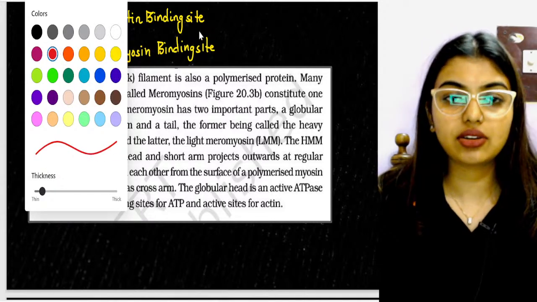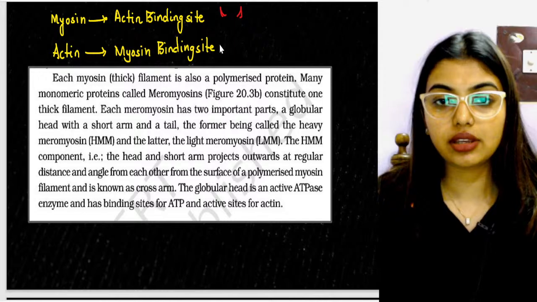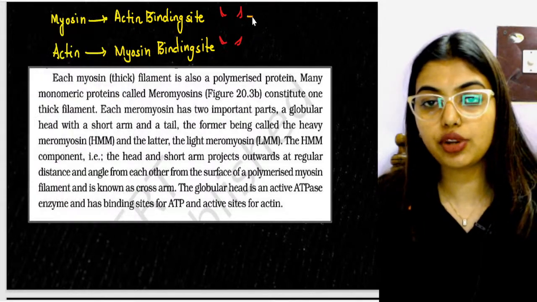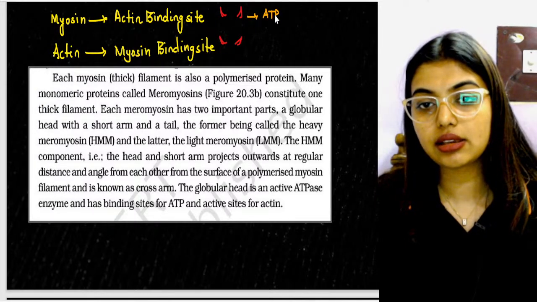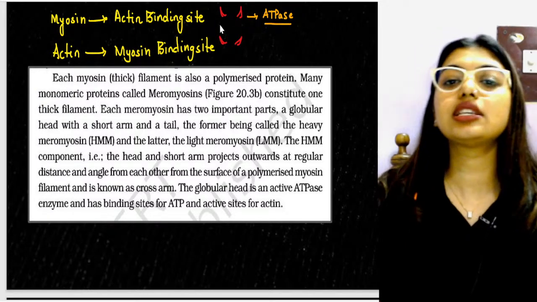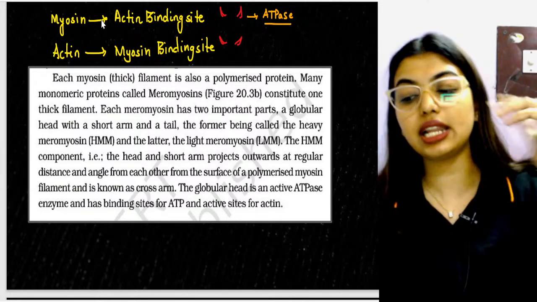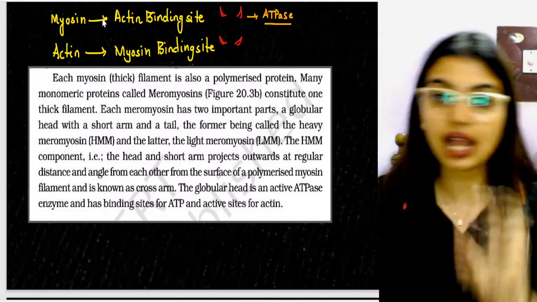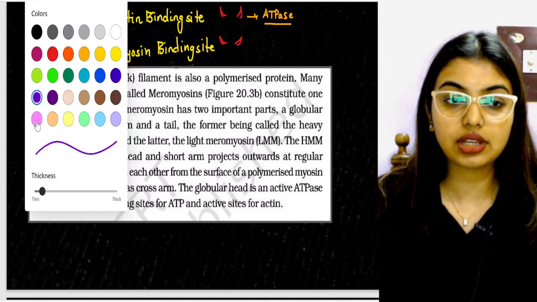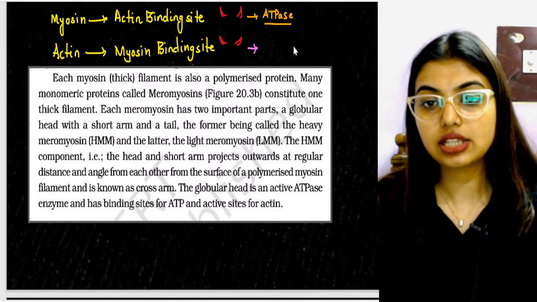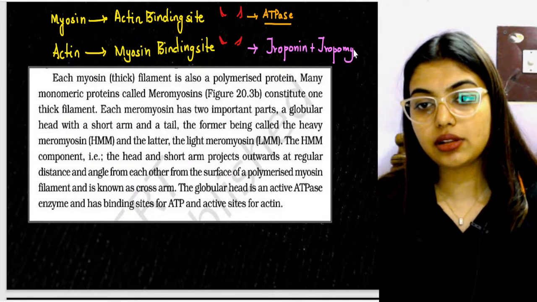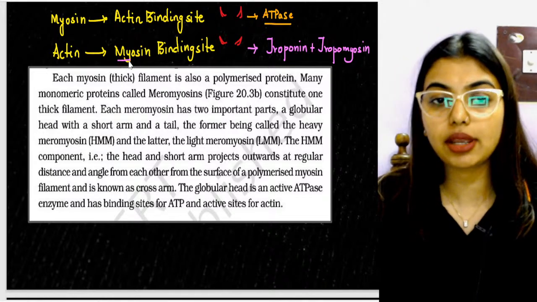Now there are villains to the story. The first villain, which is on myosin, is going to be called ATPase. This is the villain who is going to cover the actin binding site, telling myosin that you cannot fall in love with actin, I am not going to allow that. Then the villain on actin is going to be your troponin plus tropomyosin. These two are going to cover the myosin binding site.